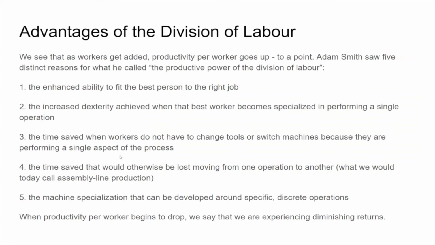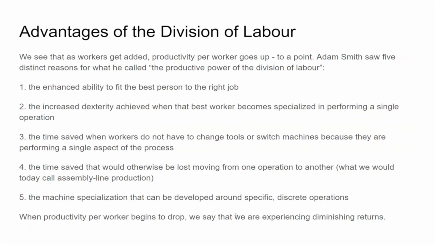In other words, you keep it simple, stupid. The time saved when workers do not have to change tools or switch machines. Again, machine specialization. The time saved that would otherwise be lost moving from one operation to another. I just stand by the front right wheel. That's my job. I don't have to move around. The machine specialization can be developed around specific discrete operations. In other words, you can have a particular machine to do a particular task.